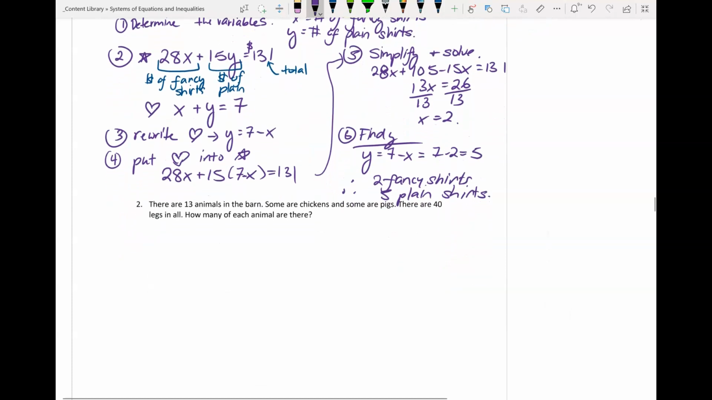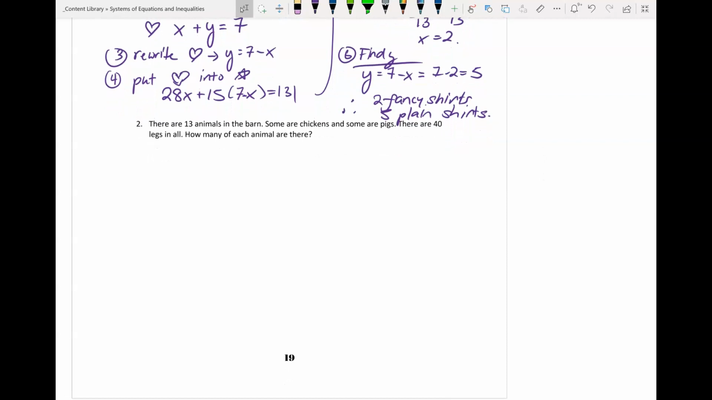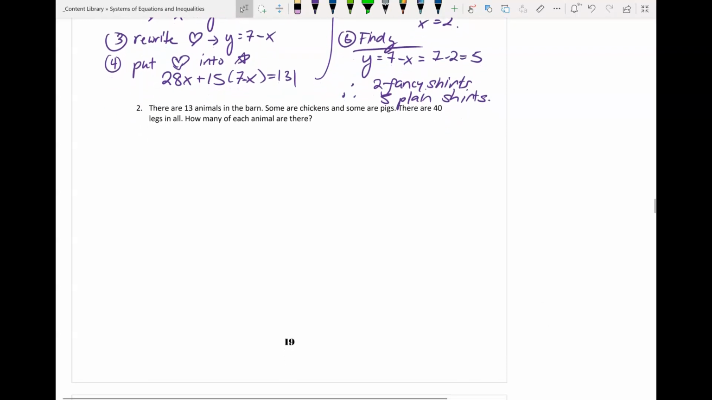Let's try another one. There are 13 animals in a barn. Some are chickens and some are pigs. There are 40 legs in total. How many of each animal are there? First thing we're going to do is state our variables. So let's say x can be chickens and y can be pigs. And we're talking about the number of chickens and the number of pigs.